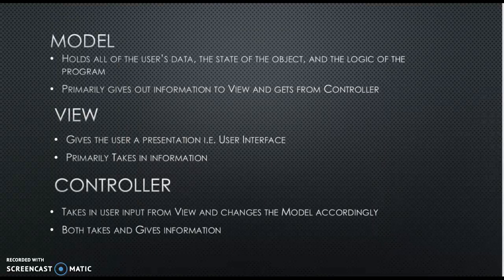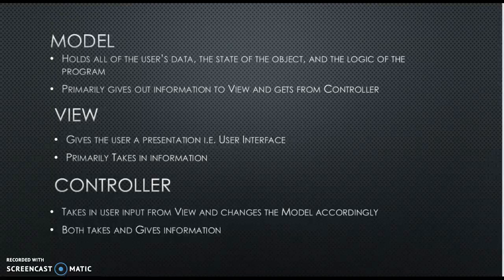And here's a short description of what each of the three sections does. Again, the model just handles the user data. If you're working with objects, it's like the main object class. Here, the backbone of the code is supposed to have all your algorithms, your logic, and it primarily gives out information to the view section of your code and takes in from the controller.